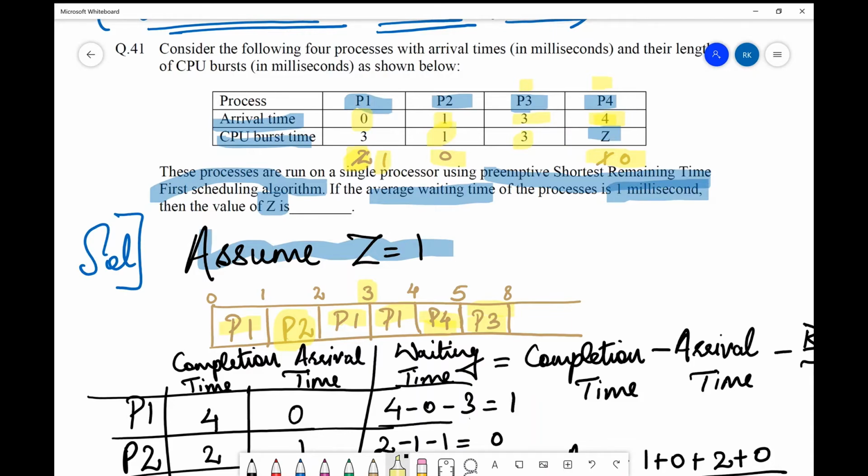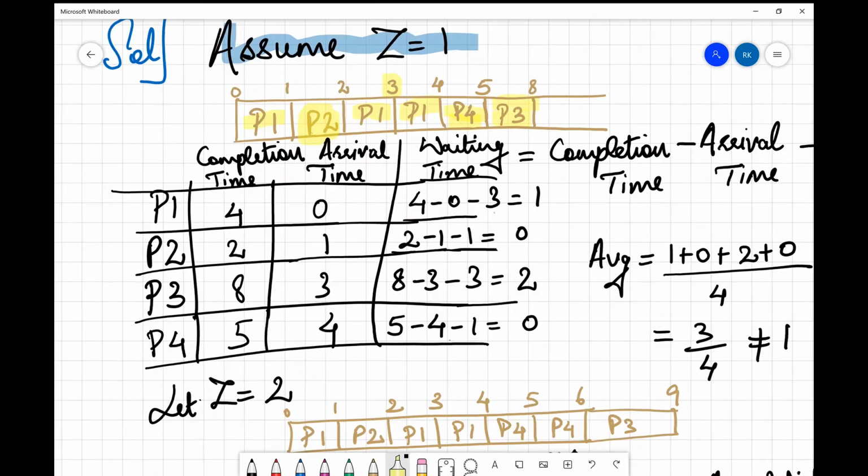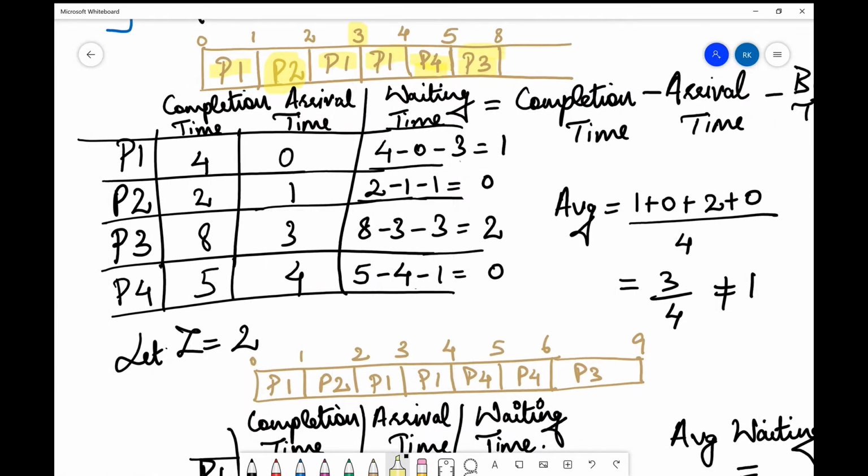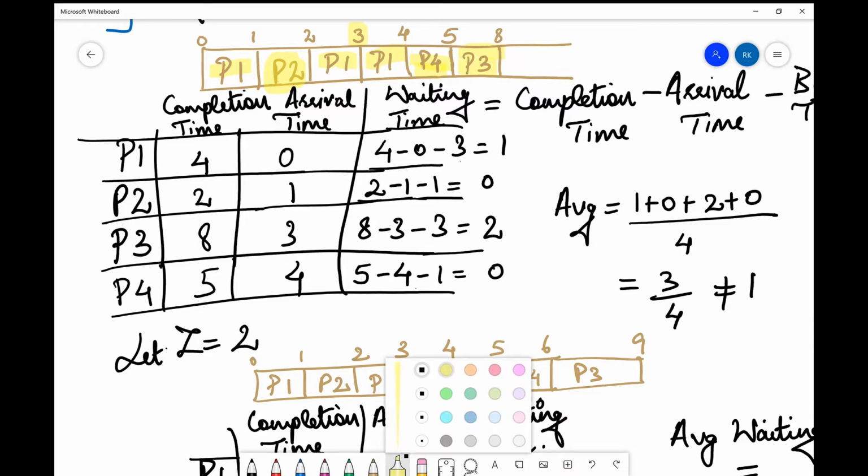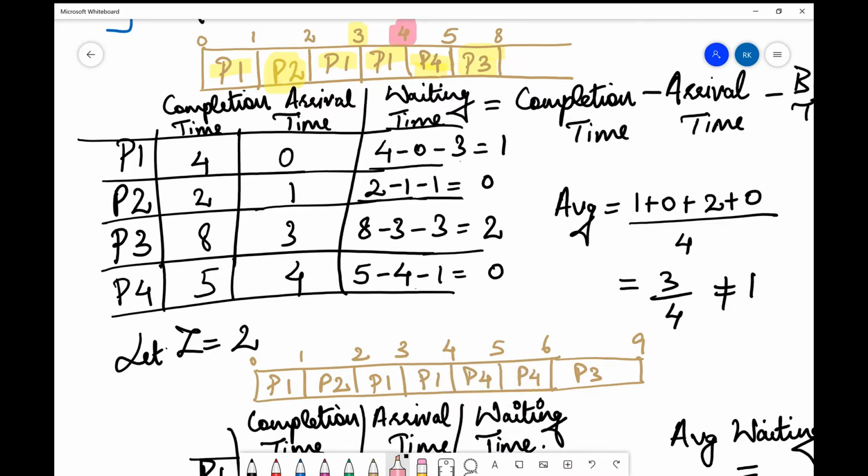Now I compute the average waiting time. How do we compute it? We just jot down the completion times and arrival times, and then compute the waiting time. For P1, P2, P3, P4, the completion times are as follows. P1 completes over here, so t equals 4. Then P2 completes here, because there is no instance of P2 after this, so the completion time of P2 is 2. P3 completes here, so its completion time is 8. And P4 completes here, so its completion time is 5.